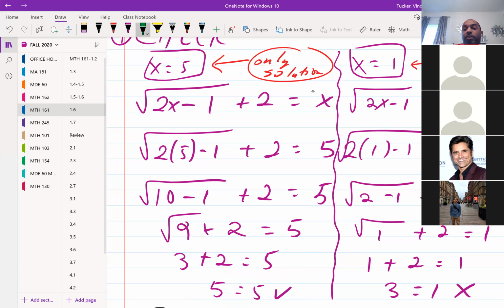On the right side, though, we have x equal to 1. Plug in 1 in both spots where we see x. And you see when you do the work, you come down to 3 equal to 1, which is not a true statement. So x equal to 5 is our only solution.